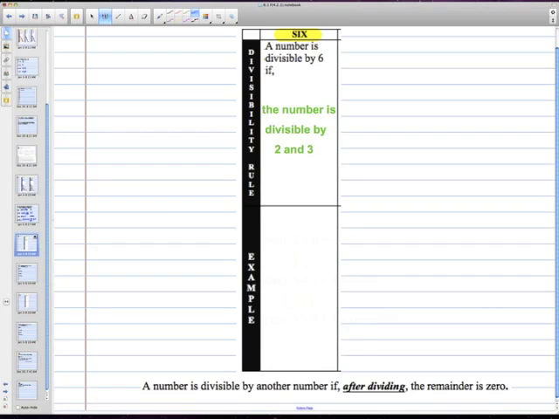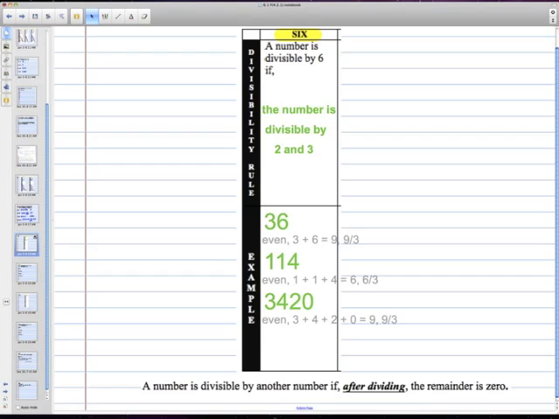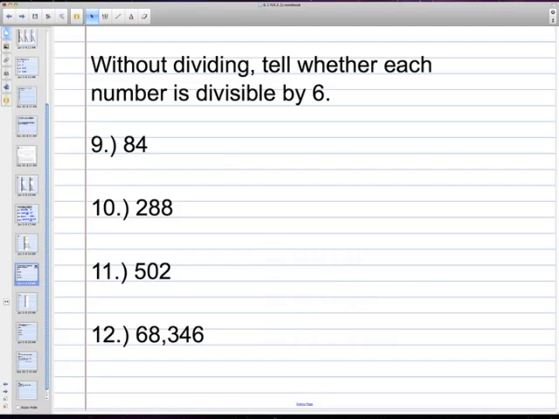We can also test a number to see if it's divisible by 6. A number is divisible by 6 if the number is divisible by 2 and 3. So the numbers below are divisible by 2 and 3, and of course because all three of these numbers are even, and then if we test for divisibility by 3, we just add up the digits. And you can see that all 3 digits add up to a number that is divisible by 3. Without dividing, tell whether each number is divisible by 6.